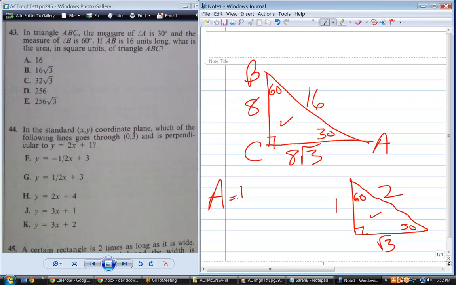Now the area is 1/2 base times height. What do we have? You have 1/2 times 8 times 8 square root of 3. And that's 32 root 3 is the answer.